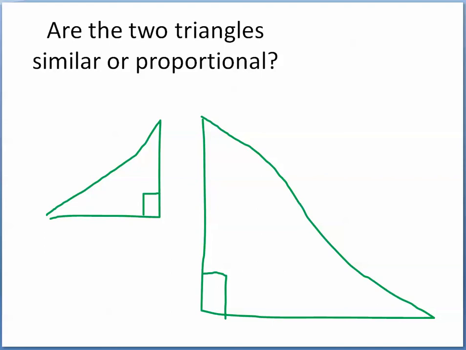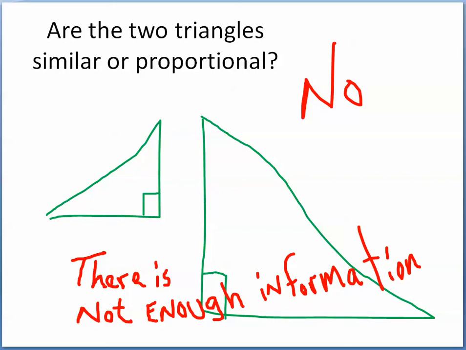Okay, are the two triangles similar or proportional? Now that's not asking you are they similar and are they proportional. It's asking you if they're similar or proportional, which is the same thing. If something's similar, it's also proportional. Well, no, these two are not. There's just not enough information. They could be similar or proportional, but we don't have enough information. We only know that they're two right triangles.